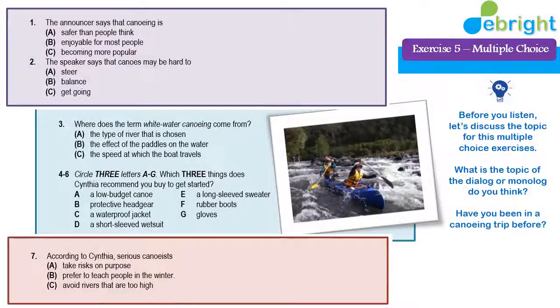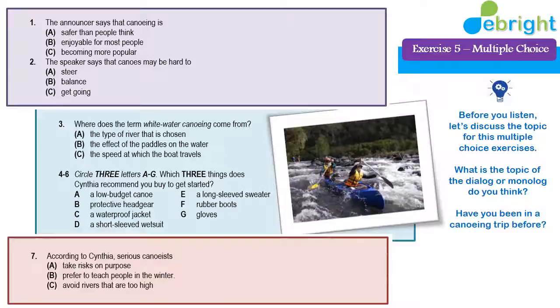Well, in this last exercise, in the review of multiple choice question, you are going to hear a dialogue or a monologue about a canoeing trip. Have you been on a canoeing trip before, by the way? So, let's start. First, let's discuss the keywords and find the synonym for each choice as usual.